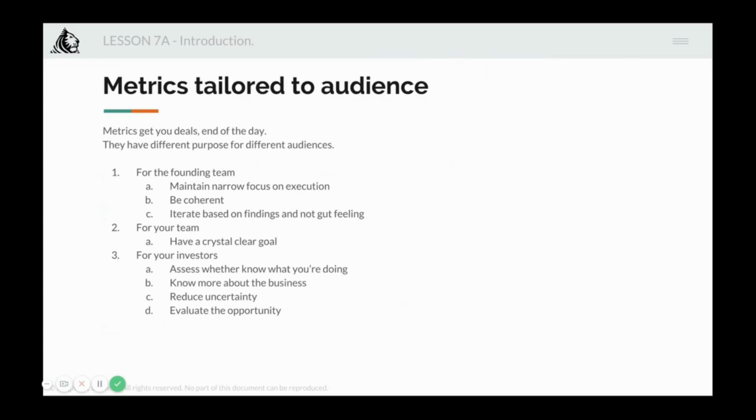And for investors, they would like to assess what you're doing. They would like to know more about the business. They want to reduce uncertainty. They want to evaluate the opportunity. So many other things. So metrics are tailored to audience, and that is why there's so much confusion around them. That is because we typically lose focus in the day-to-day conversations on which audience this metric is supposed to target.